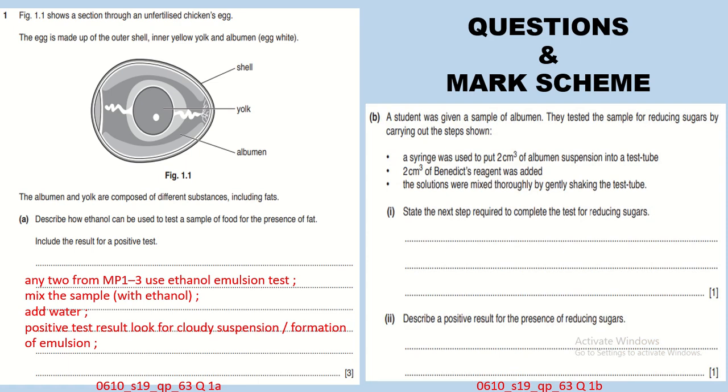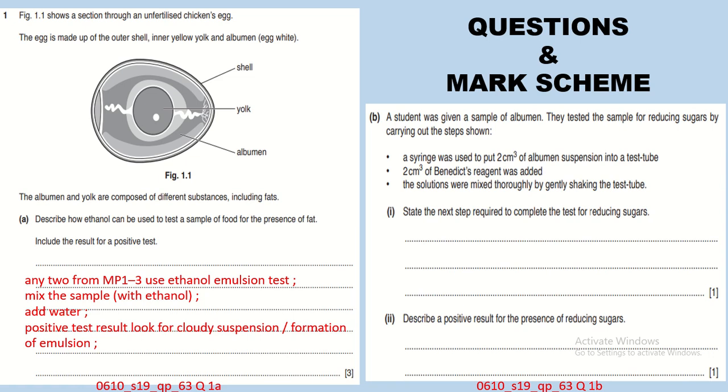So let's look at another question also on this topic. So let's look at the same egg. It's a continuation of the previous question. Now, it's to be tested for reducing sugar. The steps have started. You are meant to predict the next step. So, they said a syringe was used to collect 2 cm³ of the sample. 2 cm³ of Benedict's solution, that's equal volume, was added, and then they shake it thoroughly in the test tube. The question is, what is the next step?